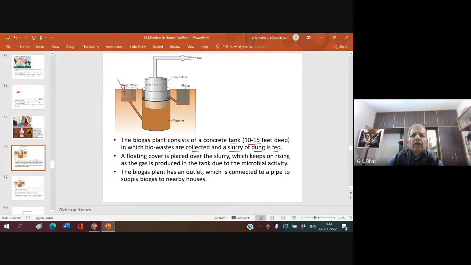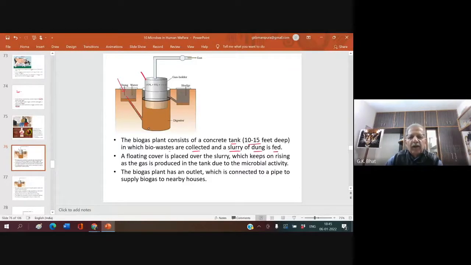A floating cover, this is the floating cover. A floating cover is placed over the slurry, which keeps on rising as gas is produced in the tank due to microbial activity. This will be tight. So this is the floating cover, and this is the concrete tank. There will be a provision to let the slurry enter inside.